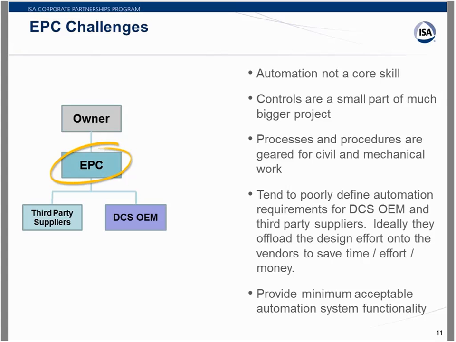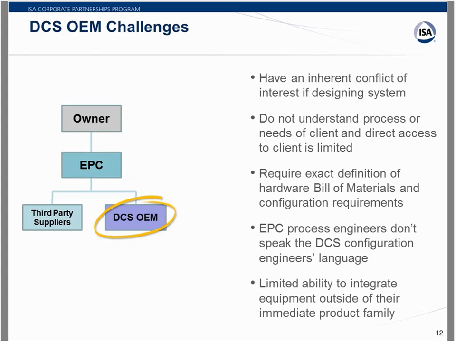The net result of all this is you usually end up with a minimally acceptable automation system, enough to get it working, which is really what they're focused on. They're not really looking at the long-term impact of some of the decisions they make. So generally, the EPC is not going to be focused on controls because it is just a small piece of a much bigger puzzle. Now let's go down and talk about the DCS vendor.